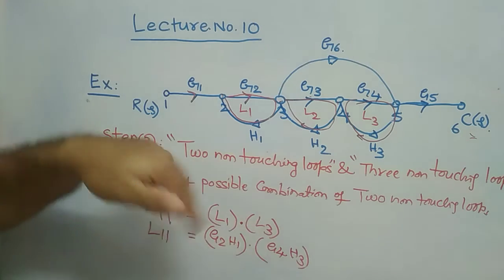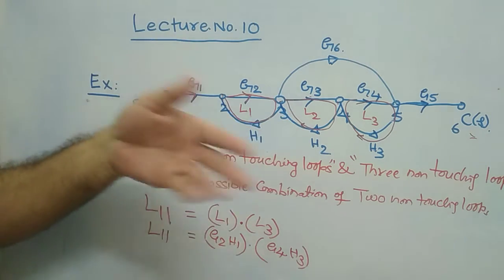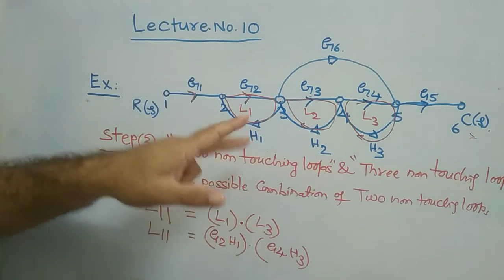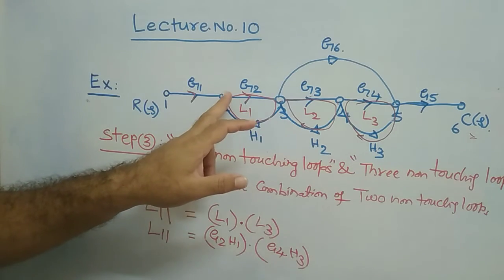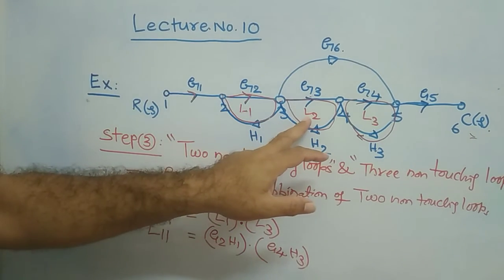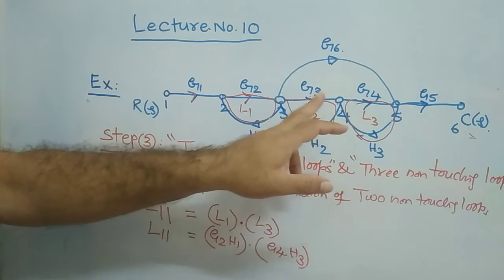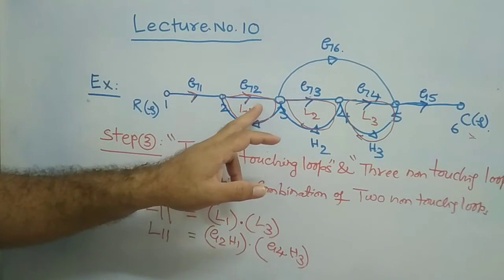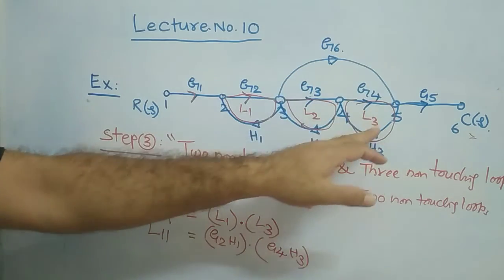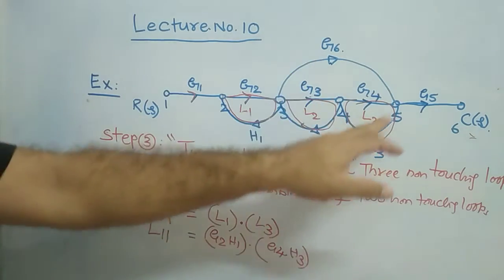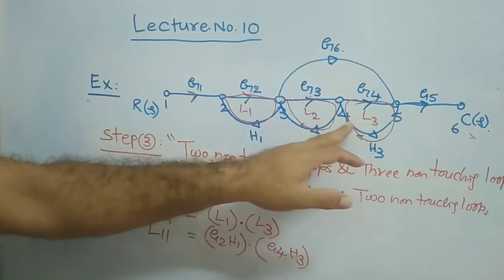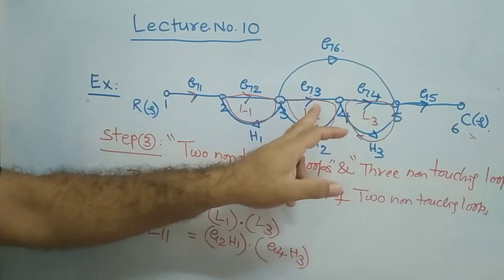Other than this, is there any possible combination of 2 non-touching loops? Let us see. These 2 should not be considered, and these 2 also should not be considered because they are touching each other. Again, these 2 are touching each other. And again, this is the third loop actually, and this third loop is touching this loop and this loop also.